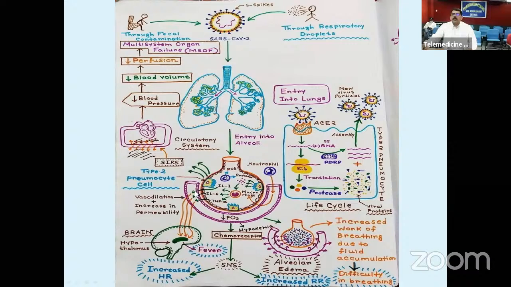And the type 2 pneumocyte, this is a picture of the type 2 pneumocyte, where interleukin 1, TNF-alpha, interleukin 6, the macrophages, all are activated, and there occurs vasodilatation, increase in permeability, and it affects the brain, causing fever, hyperpyrexia, and it increases the work of breathing because there are fluid and edema also. CT scan and the ultrasound of the pulmonary edema. And this is the type 2 pneumocyte where the virus enters.